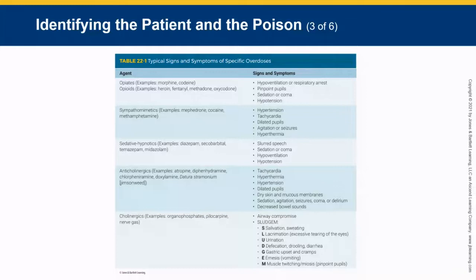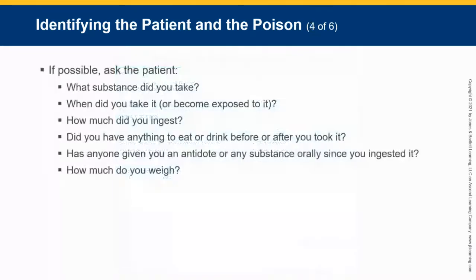These are pesticides as well. We use the acronym SLUDGE for salivation, lacrimation, urination, defecation, drooling, diarrhea, some gastric upset and cramps, emesis, which is also vomiting, and then muscle twitching, or meiosis, which is pinpoint pupils. And there are specific treatments for these as well that you will be able to administer as an EMT.